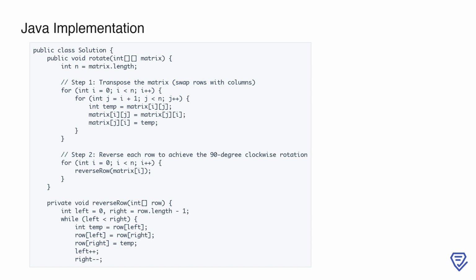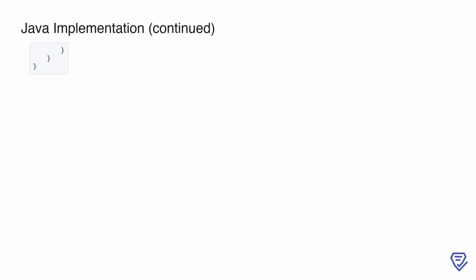To reverse each row, we create a helper method called reverseRow, which takes a single row as input. Inside this method, two pointers, left and right, are used to iterate from the beginning and end of the row toward the center. Using a temporary variable, the elements at these two positions are swapped, and the pointers are moved closer to each other. This process continues until all elements in the row are reversed. Finally, the reverseRow method is called for each row in the matrix using a simple for loop in the rotate method. Together, the transposing and reversing steps transform the original matrix into its 90-degree clockwise rotated version.